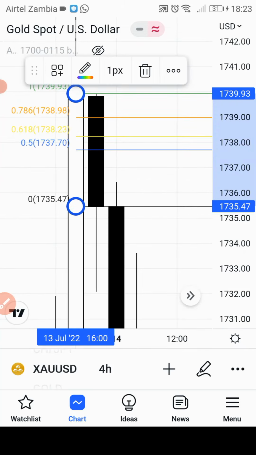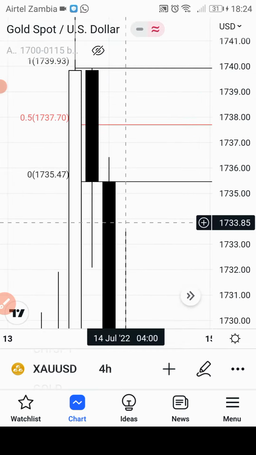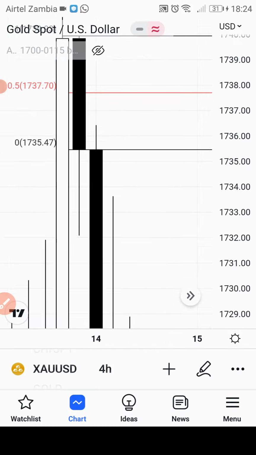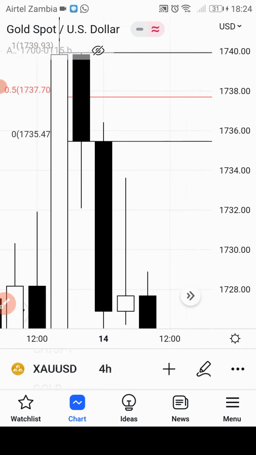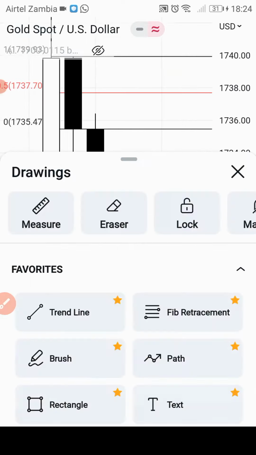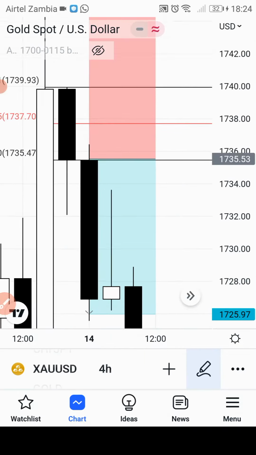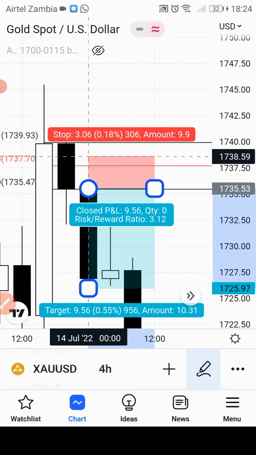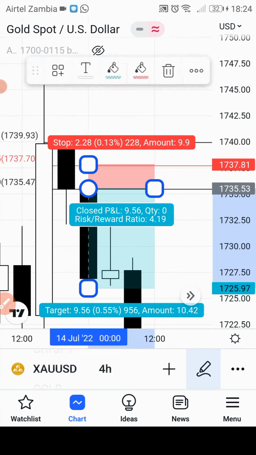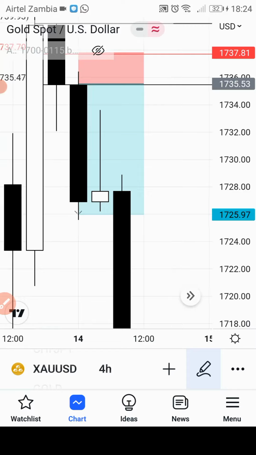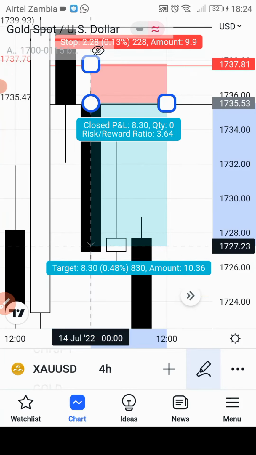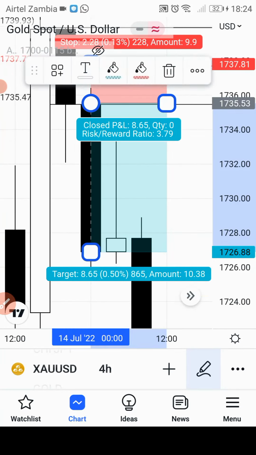So you only need the 50% level. You can see I only have 50% right here. What you're going to do is place a sell like that, and your stop loss will be at the 50% level like that. And for your take profit, there's no take profit. Your take profit depends on where the 4H candle will close.